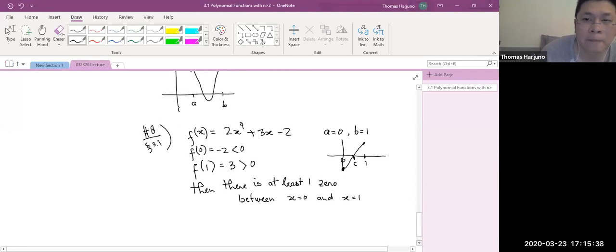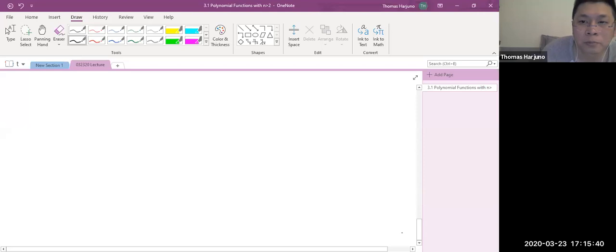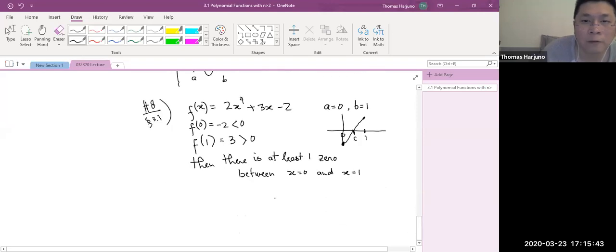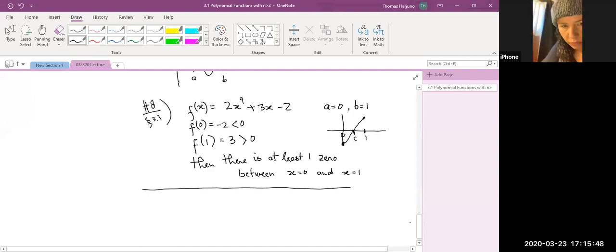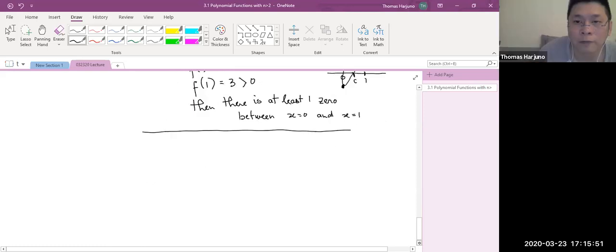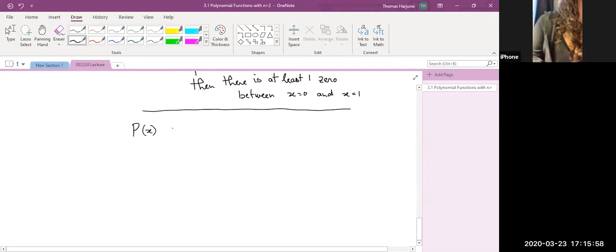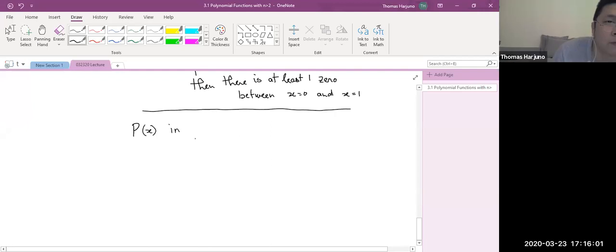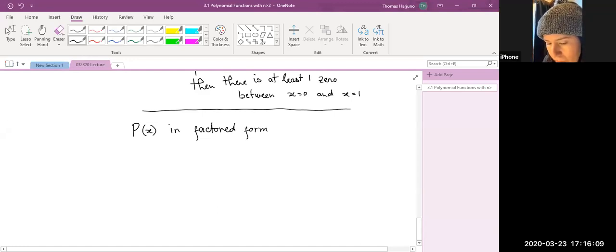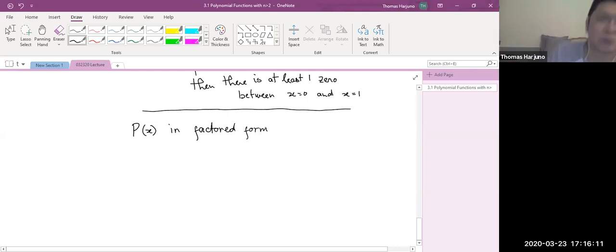Okay, now let's go on further. What happens if we have a function that is already factored for us? We are about to graph this now, at least sketch the graph. Polynomial in factor form. Even though it seems to be scary, it's actually not. And I guarantee you that.